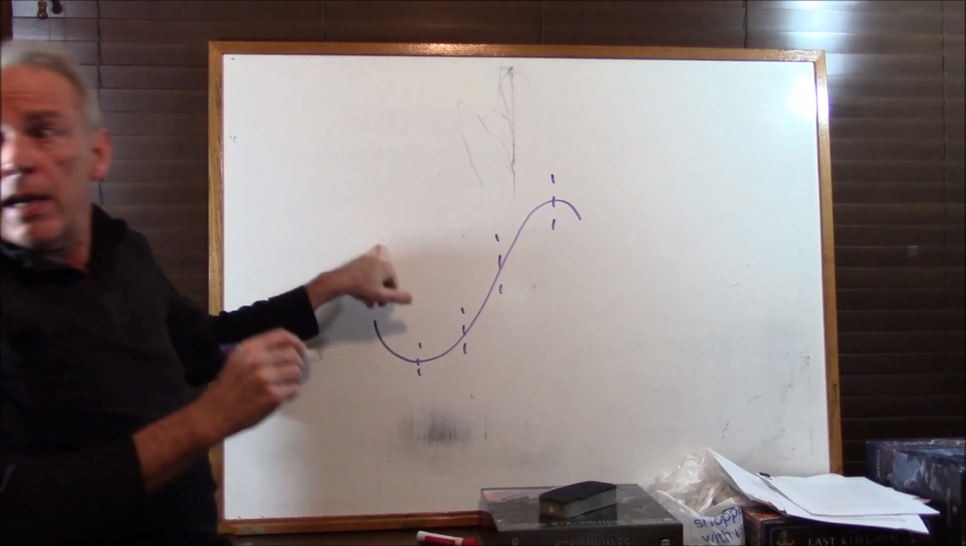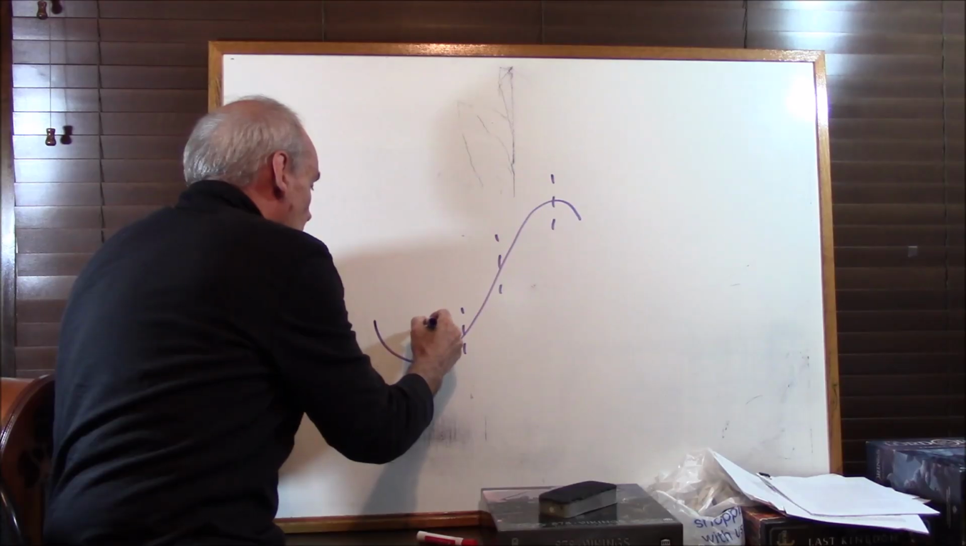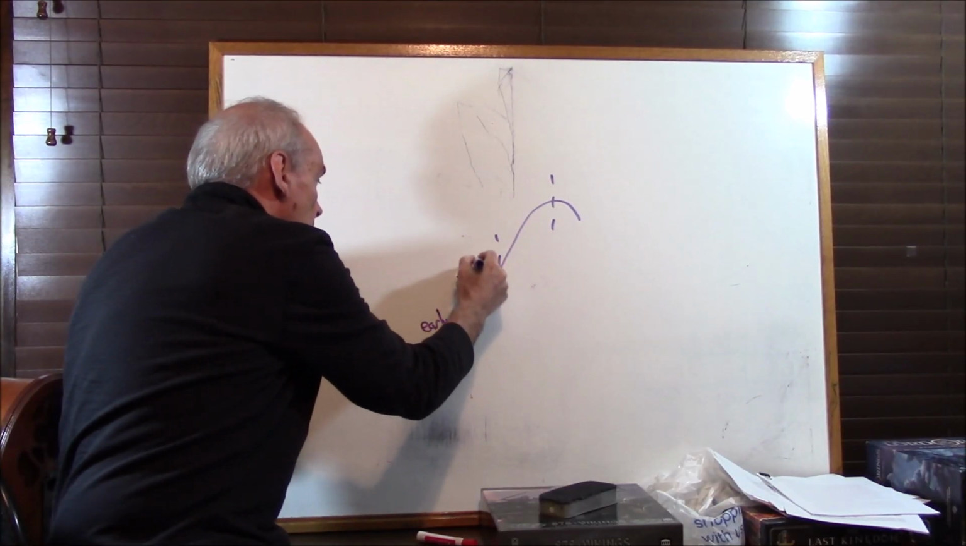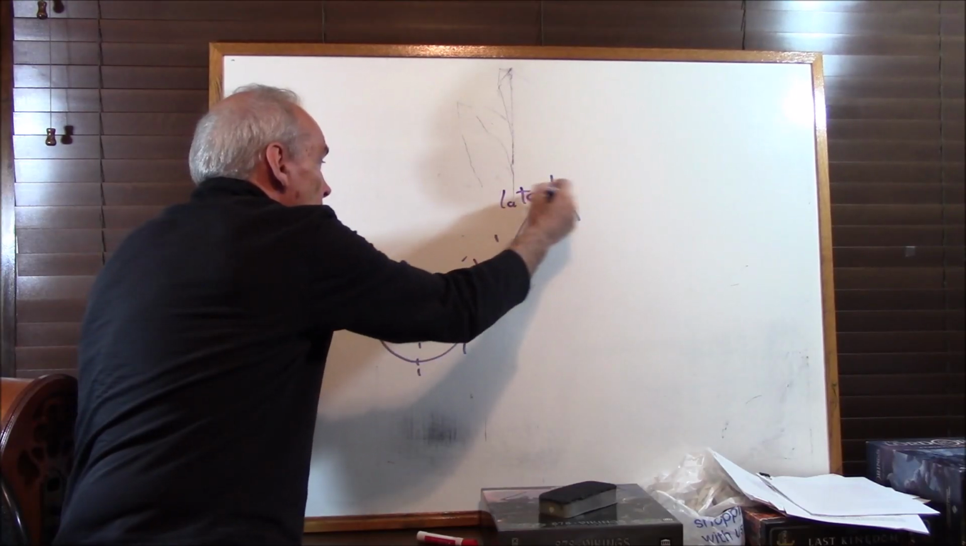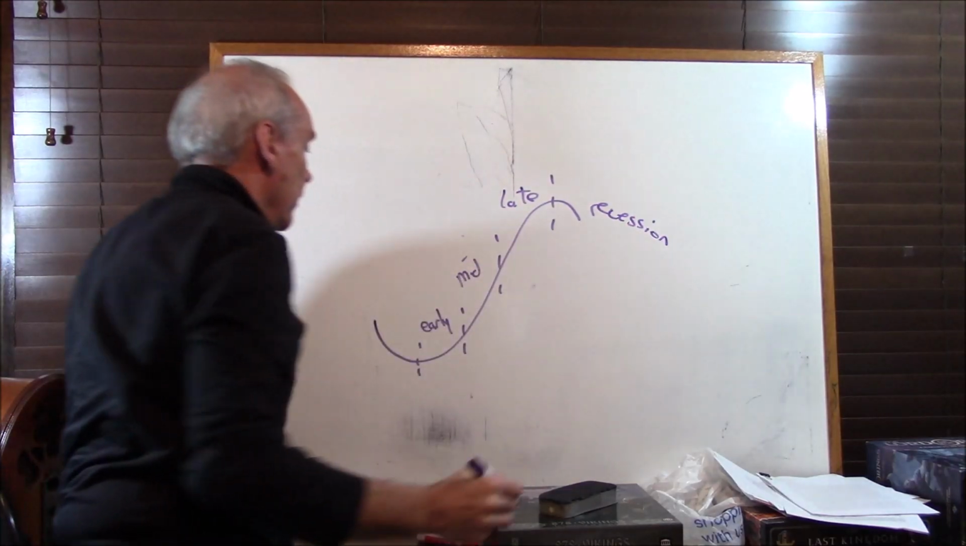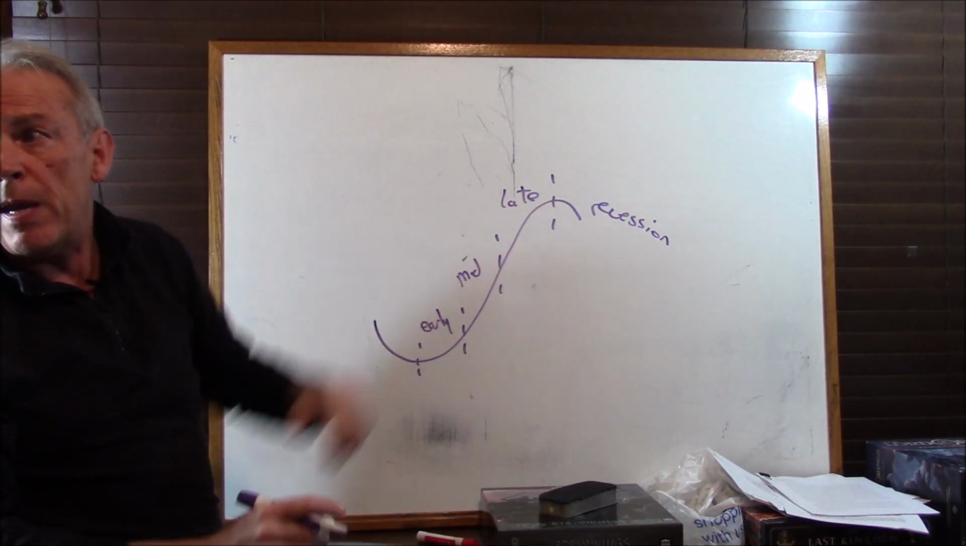All right, we've got an expansion, which is the up part. And we've got early, mid, and late, and then recession. Early expansion, mid expansion, late expansion, and then recession.